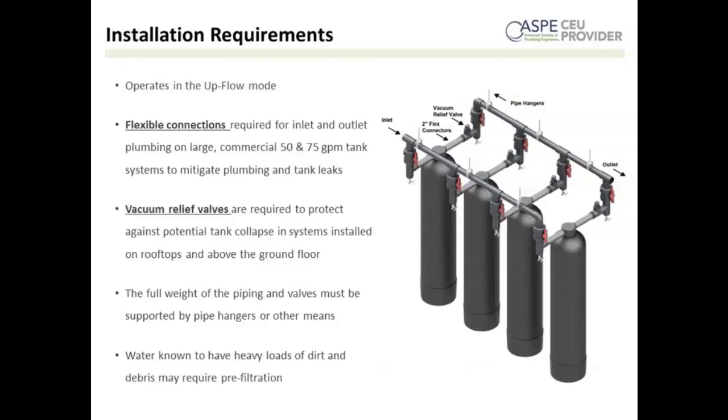Installation requirements, again: flexible connections are required mainly because when water comes down from a main water line into the system, it can cause some jolting of the tanks, and therefore having flexible connectors is important. Seismic strapping is important in many regions of the country. Vacuum relief valves may be necessary, particularly if the water heating equipment is up on the roof or above the ground floor where the tanks are. All sorts of pipe hangers are usually necessary, depending on the size of the system, particularly in commercial applications. And then sometimes, heavy loads of dirt and sediment may require pre-treatment, pre-filtration that we can address as necessary. Next slide.